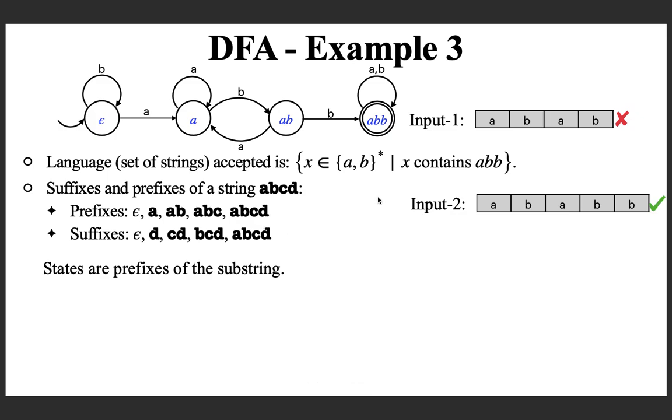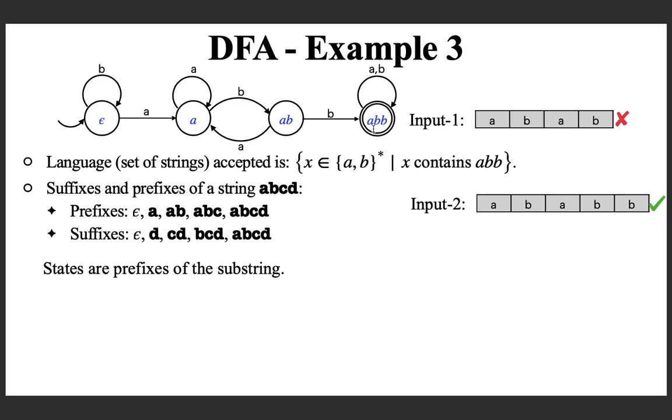And you can see that here you are looking for the substring ABB, and the states are going to be the prefixes of ABB. Which are the prefixes? Epsilon, A, AB and ABB. So, for any substring automaton, the states are going to be the prefixes of the substring that you are going to search in the input string, that is fixed.